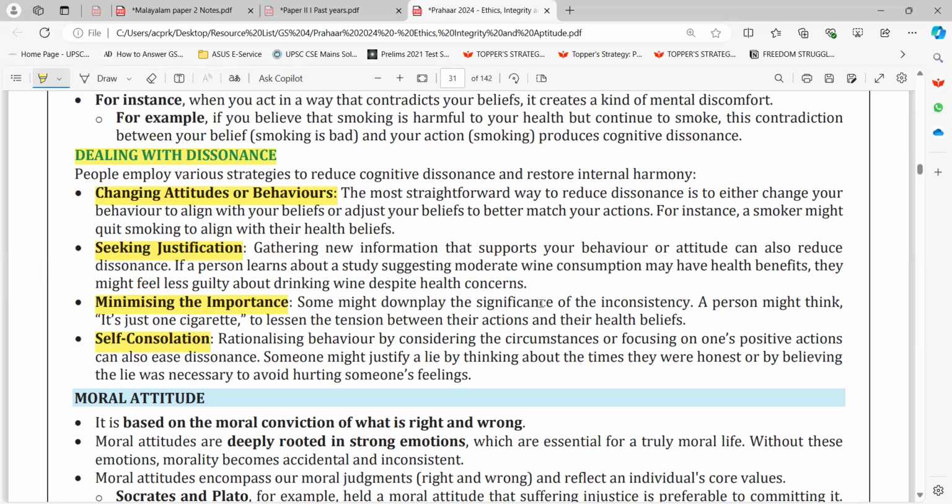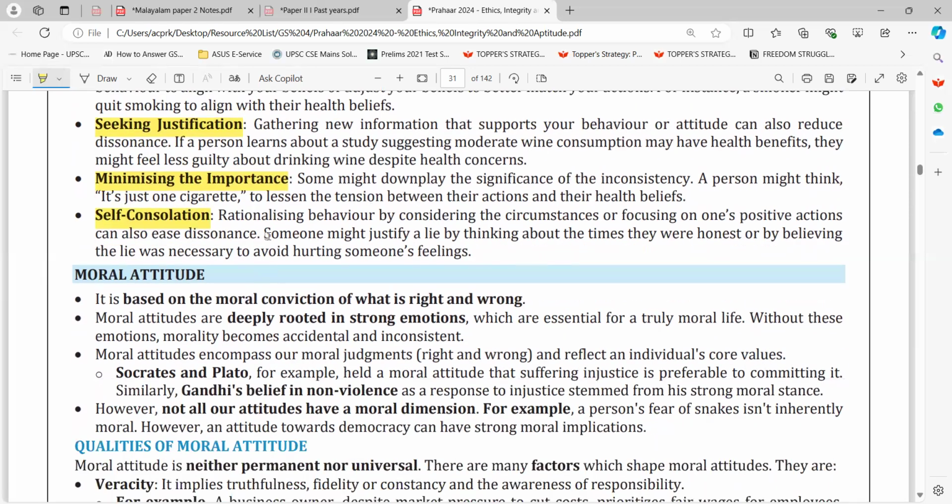Minimizing the importance. Some might downplay the significance of the inconsistency. A person might think it's just one cigarette to lessen the tension between their actions and their health beliefs. Self consolation. Rationalizing behavior by considering the circumstances or focusing on one's positive actions can also ease dissonance. Someone might justify a lie by thinking about the times they were honest or by believing the lie was necessary to avoid hurting someone's feelings.